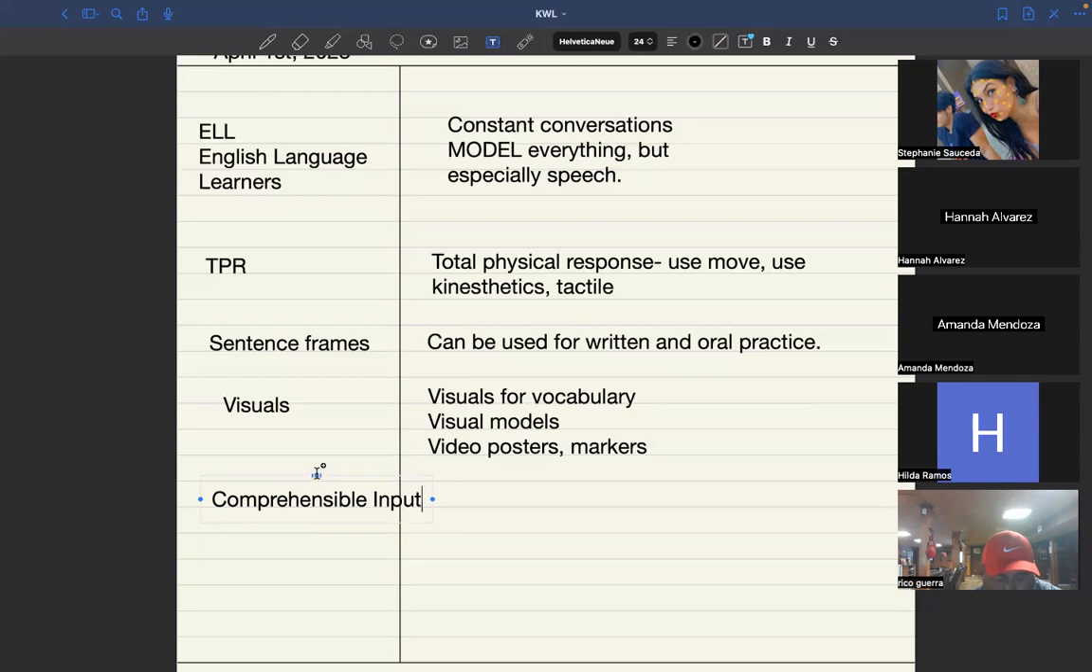Comprehensible input. Who remembers what that was about? What did it say that was important about English language learners and comprehensible input? What does that mean? It's a strategy, but also a duty. Comprehensible means it's able to be understood, understandable input. And that meant that we had to be model English.